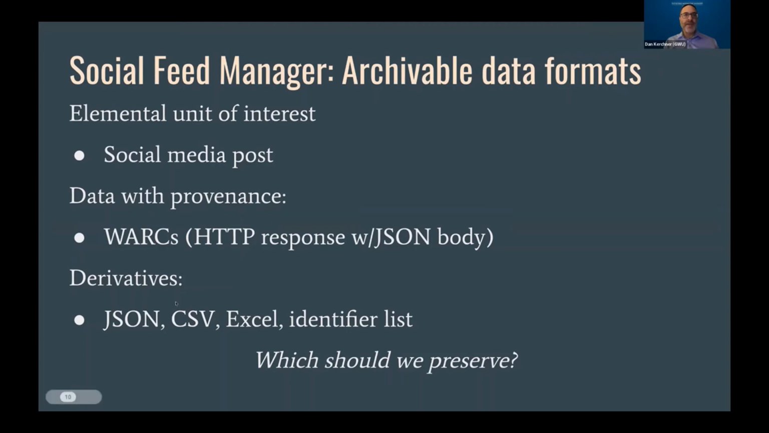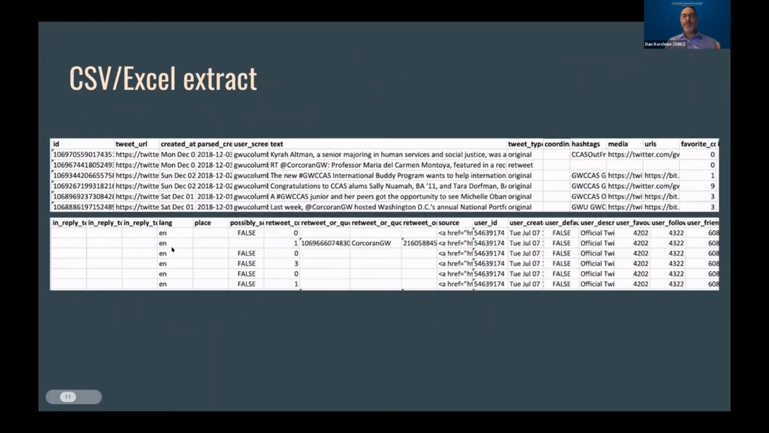When I talk about the CSV extract from the JSON, we've flattened each post out into one row. This is an incredibly useful format for people who are doing research on the content. So you can see the text and number of likes and hashtags and, of course, the links to the media.